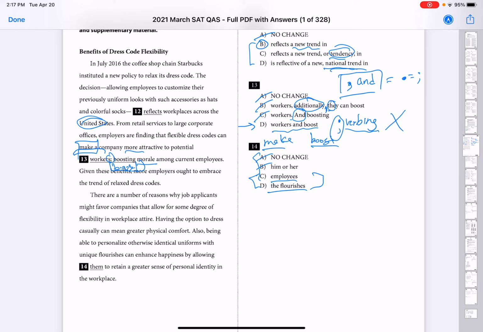So now you're stuck between either employees or flourishes. Let's see what they are trying to talk about. Being able to personalize otherwise identical uniforms with unique flourishes can enhance happiness by allowing who to retain a greater sense of personal identity? Is it flourishes or is it employees? So the answer here should be employees, because it's the type of person, or the people, that will be able to retain a greater sense of personal identity.